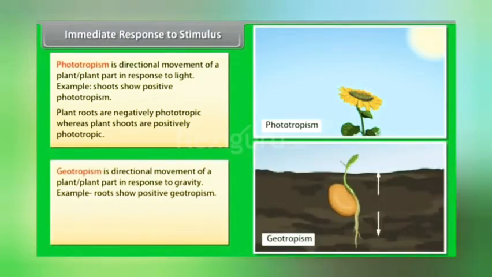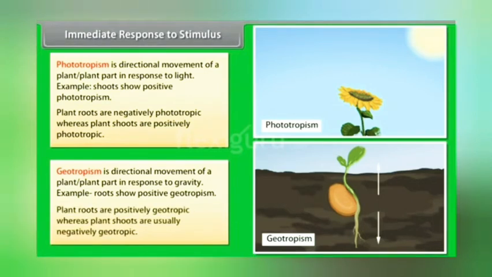Geotropism is directional movement of a plant or plant part in response to gravity. Example, roots show positive geotropism. Geo means gravity. Plant roots are positively geotropic, whereas plant shoots are usually negatively geotropic.